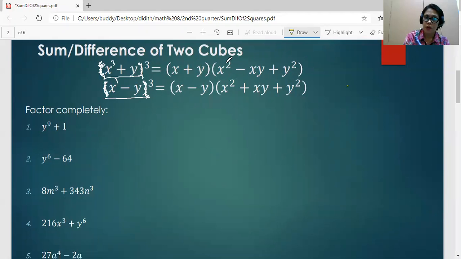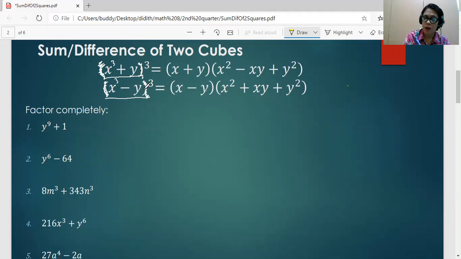Now, the second factor depends on the first factor. This x squared was taken by squaring the first term of the binomial factor. And this y squared was taken when the last term of the binomial factor was squared. And the middle term is the product of the first and the second term times -1. So this becomes negative. Take note that if this is addition, the middle term of the second factor is subtraction, while if this is subtraction, this must be addition.